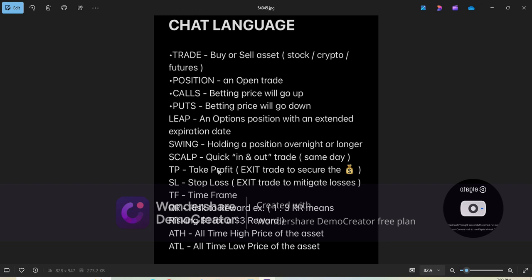Take profit. Taking profit is exiting your trade or exiting your position to secure the bag. So, for example, right, you'll see calls above such and such price, right? And you'll see TP, and then the TP will be a certain price. When the stock or that crypto or whatever asset gets to that TP price, that's when we exit the trade. We get out of the trade because we're in profit. We got the money. We're trying to secure the money, right? We're securing the bag, right?